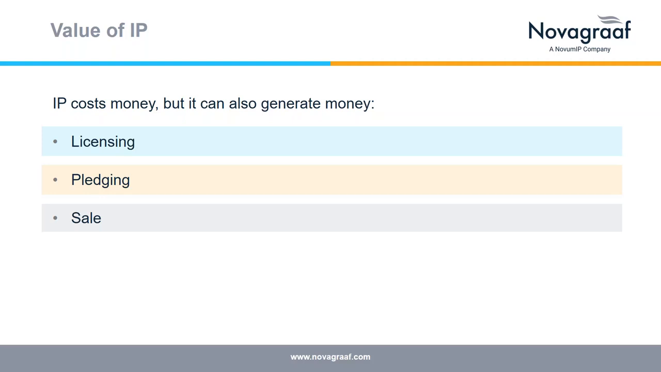But another option that we see regularly at this point in time also is pledging. I advise a large bank on their trademark portfolio, and I see a lot of registrations of pledge coming by, especially now also during the pandemic time. It's an easy way to loan money from the bank based on your IP and what it's worth. And a third option is, of course, always the possibility to sell your IP. Now, don't forget to take these points up in your overall IP strategy.